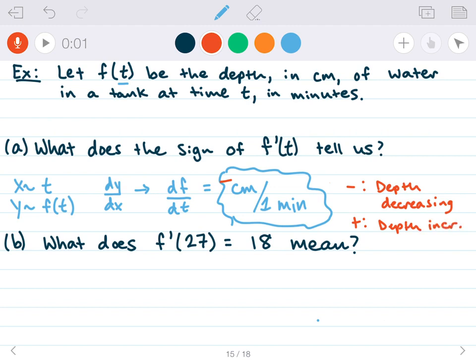Now let's interpret this. F prime of 27 equals 18. What in the world does that mean? Well, again, this is our input, so this is our t. And so they're telling us that at 27 minutes, the rate at which the depth is changing is going to be 18 centimeters per minute.